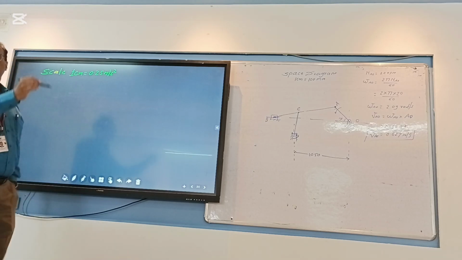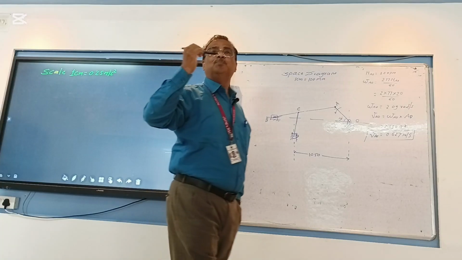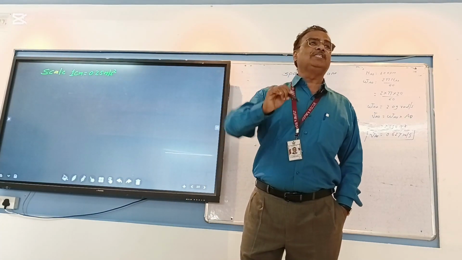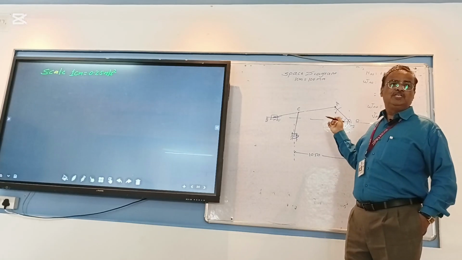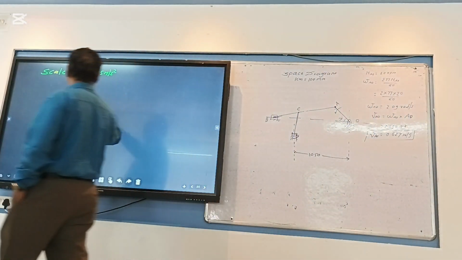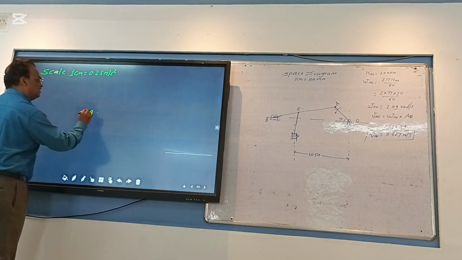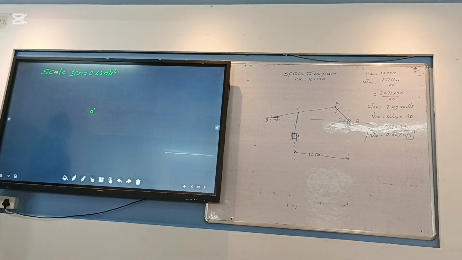First step in the acceleration diagram, you have to begin with locating the pole. Locating the pole. What are the poles? Poles are showing the fixed positions of your space diagram. What is the fixed position of the space diagram? O. So locate the O here. O dash. Here you have to use the notation dash. I have located the pole.